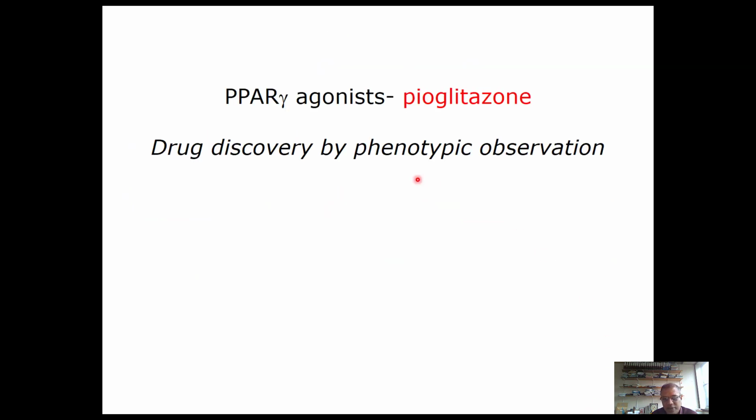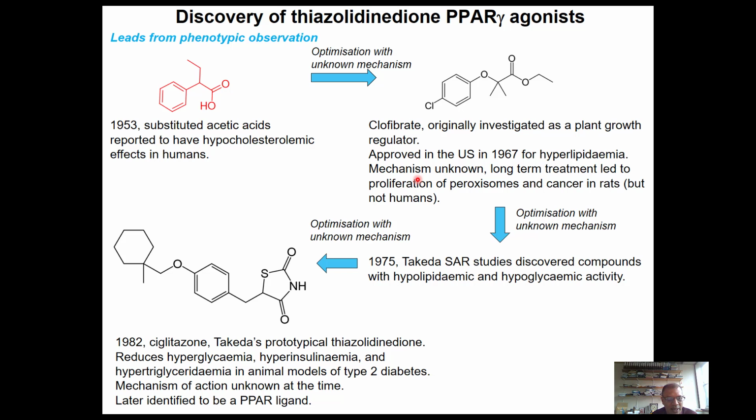The next class of drugs, of which there's one example that's clinically approved here, are the PPAR agonists, and this is another example of drugs that were discovered more or less through serendipity and without knowing rationally why these compounds had a particular effect. And this again goes back to a long time ago.